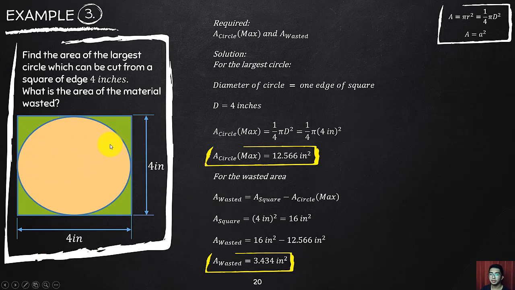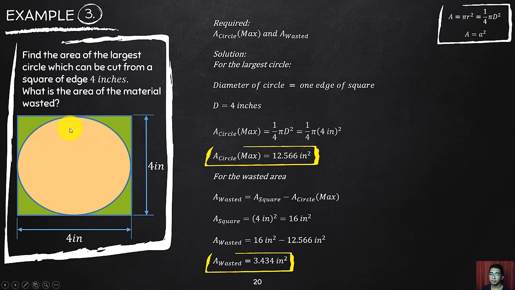So the question here, of course, is you want to maximize the material that's going to be used. So there's going to be some waste here. So the largest possible circle, of course, must now be determined. Okay, so how do you do it? You can do it with your knowledge of solid mensuration. So here, for the largest circle, the diameter of the circle must be equal to one edge of the square.